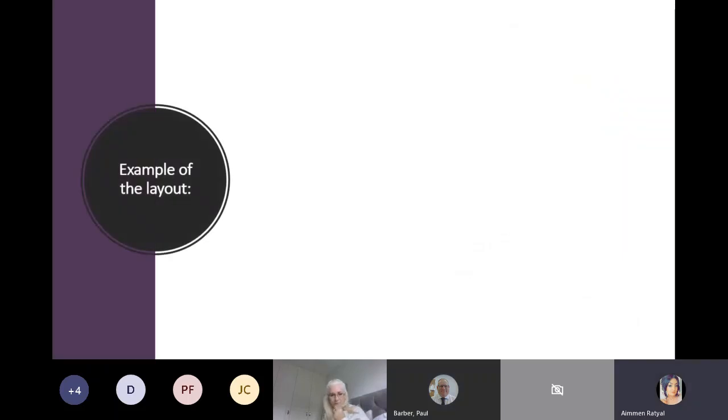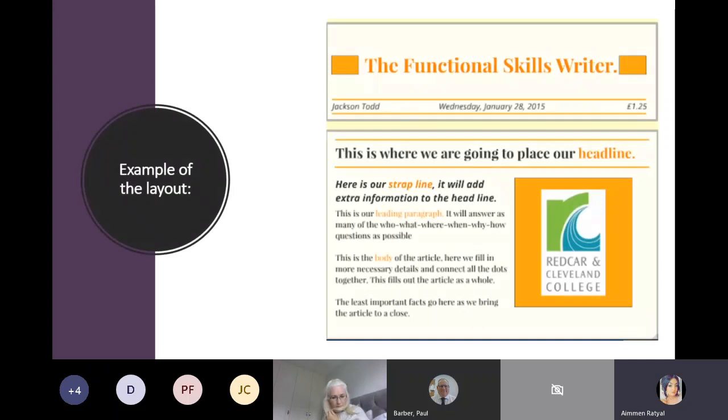The example of the layout. So we've got at the top, that's just a typical newspaper layout article. So you've got the newspaper name, writer details, date and price. Now in your exam, you don't have to have that. But again, if you want to push yourselves and go that extra mile, by all means, you can do.